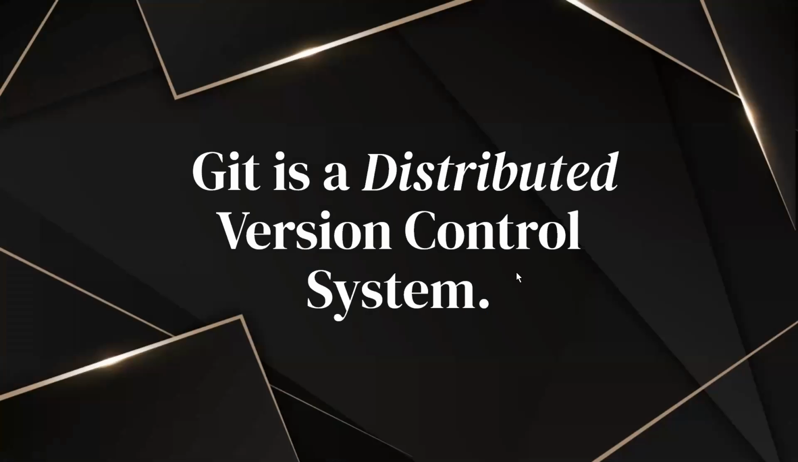Okay. So the formal definition of Git is a distributed version control system, and it's actually made by the same guy who made Linux, Linus Torvalds. I don't know how to pronounce his name, but essentially, why distributed, right?